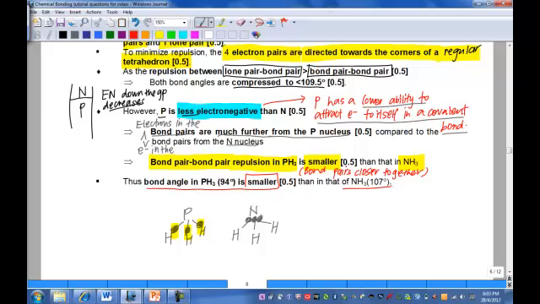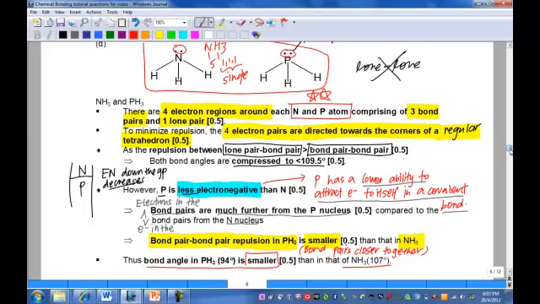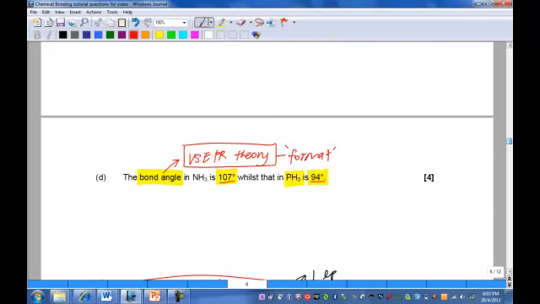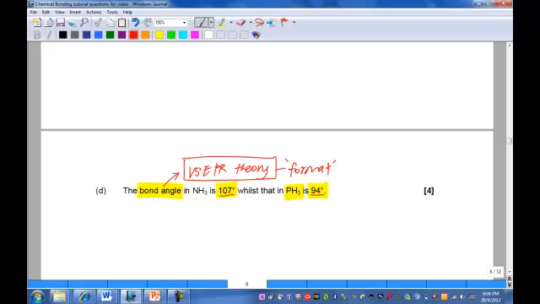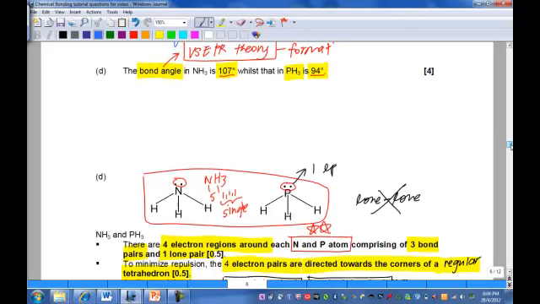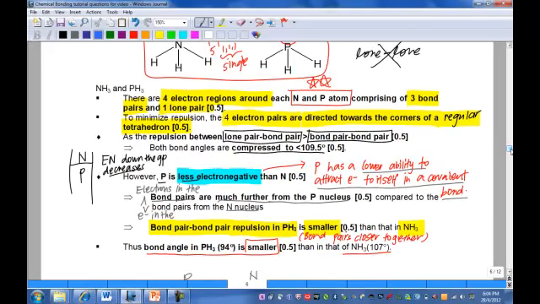Take a bit of time to digest this question. If you have any queries, again, we will talk about it on Monday. As a summary, revisit this question: they are talking about bond angle, so we need to talk about the VSEPR theory first. After we talk about VSEPR theory, we bring in another point, electronegativity, to further explain why there is a difference in the bond angle.